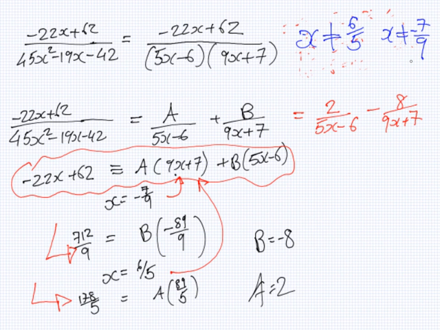They're forbidden because they make x 0. They make the denominator 0. Yeah, they make these 0.